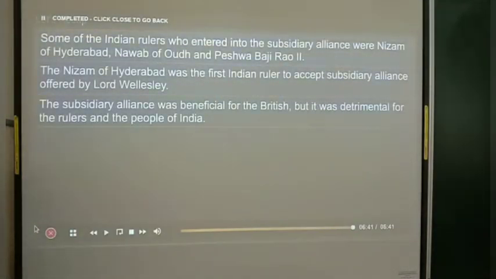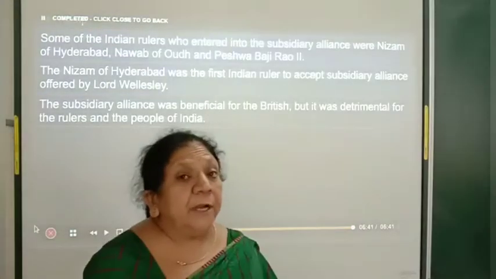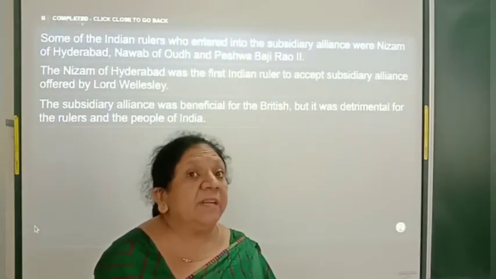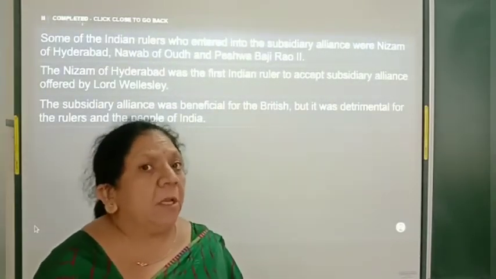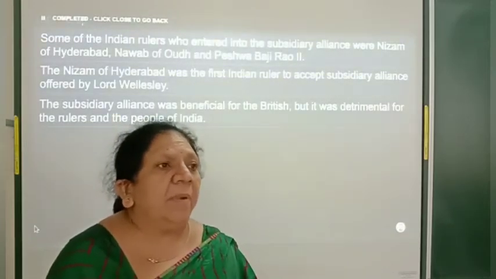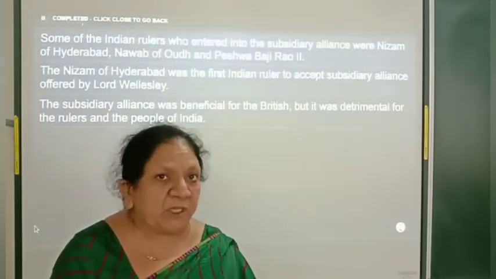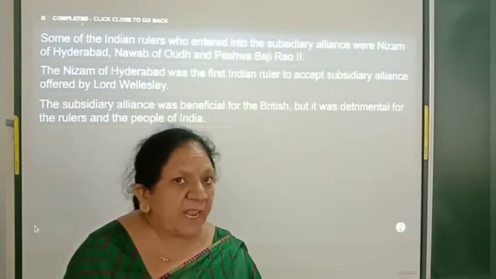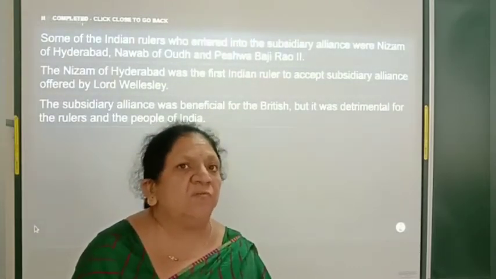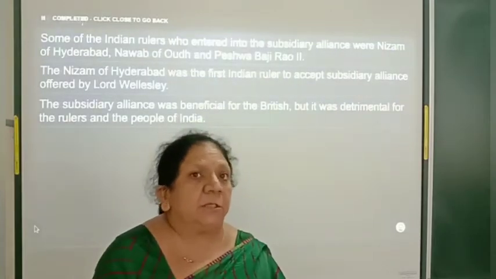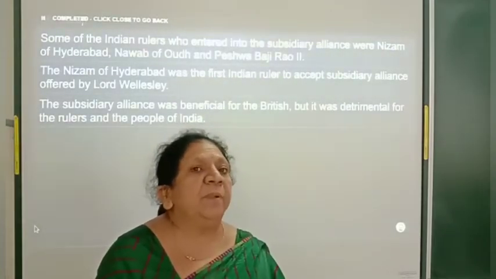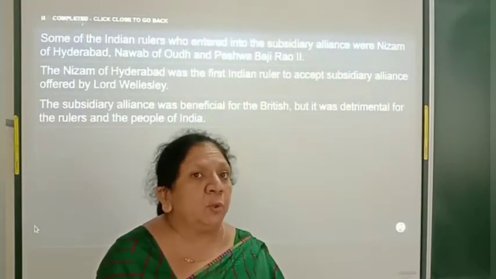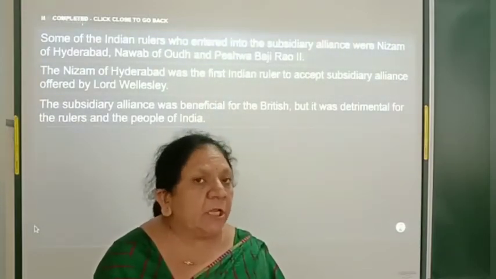See, the subsidiary alliance was introduced by Lord Wellesley, but it was deadly for the British. First they enjoyed this, but after that it became a slow poison. Whatever was discussed in the king's court was being spread all over to the British. The British came to know about the Indians.